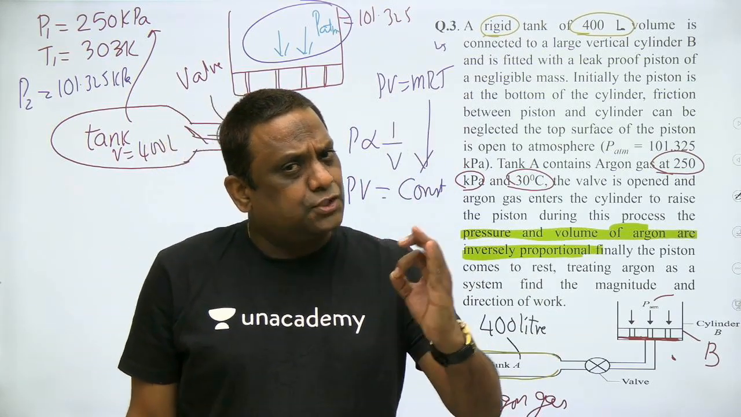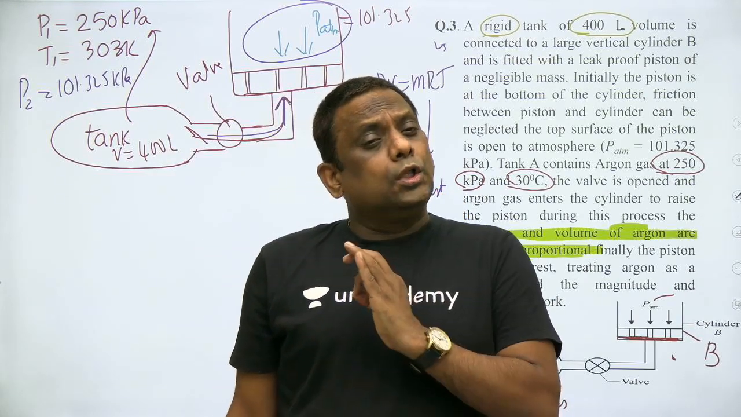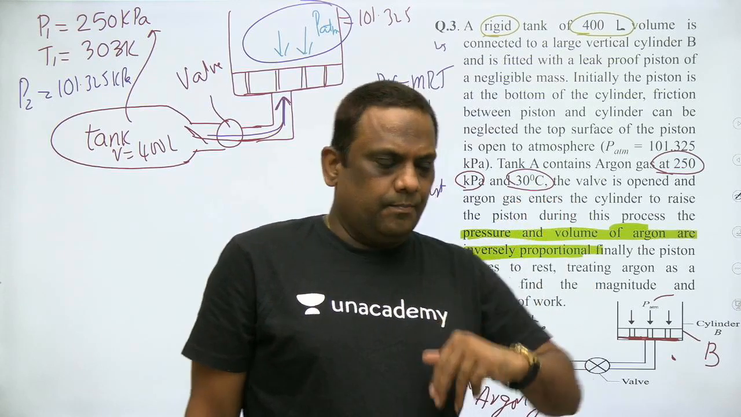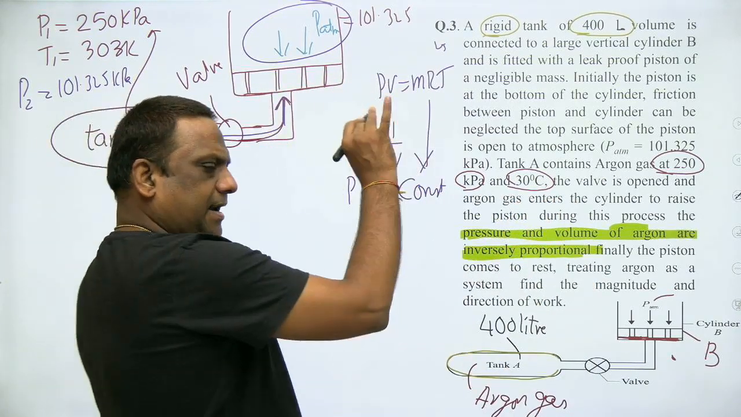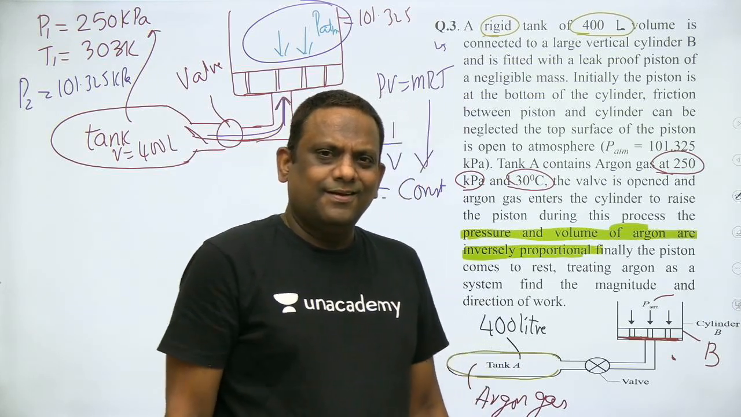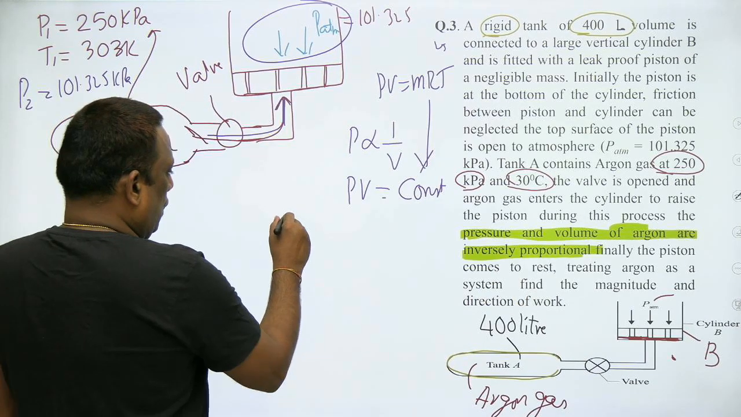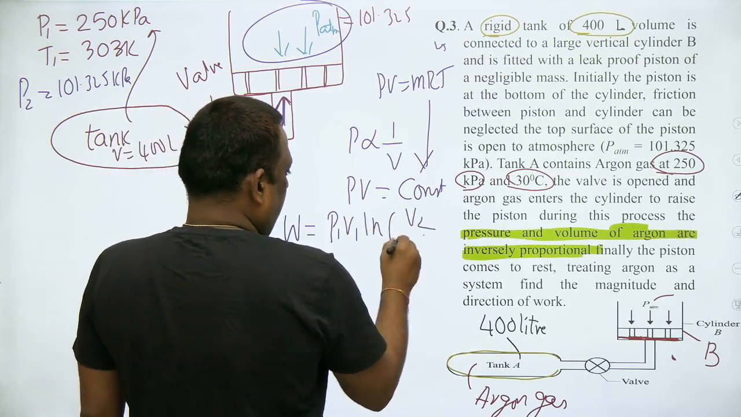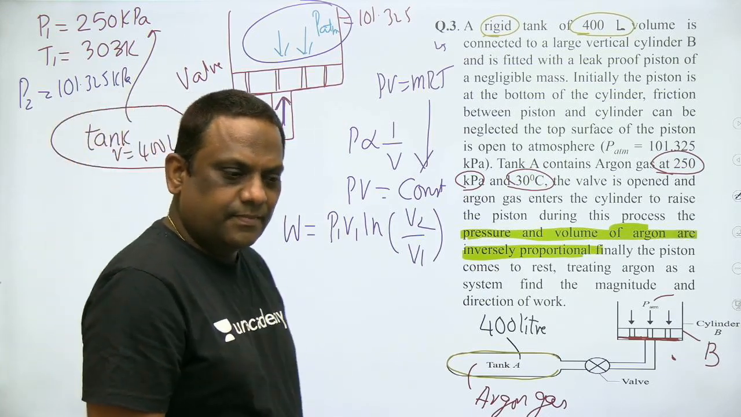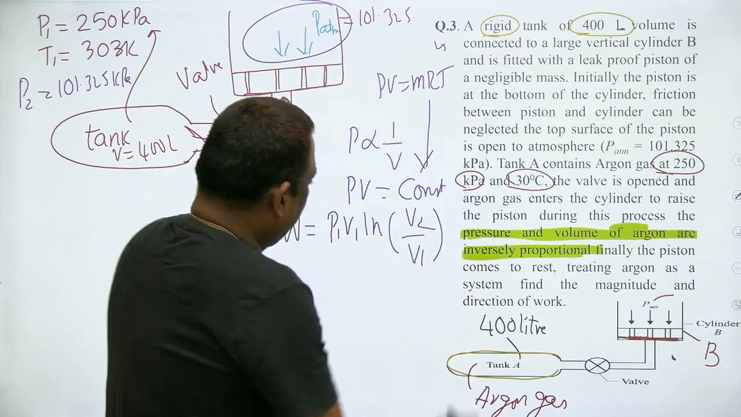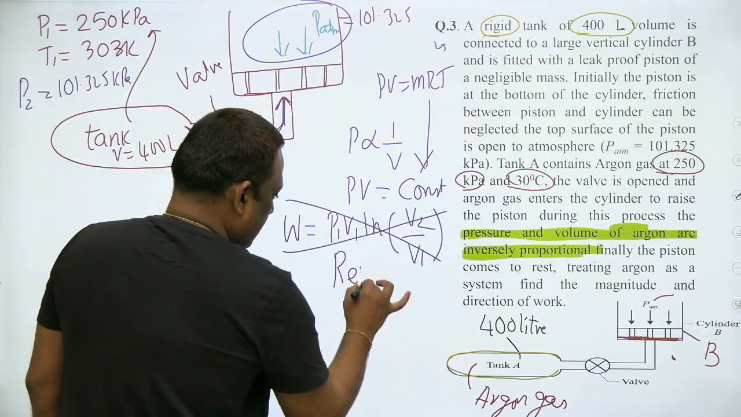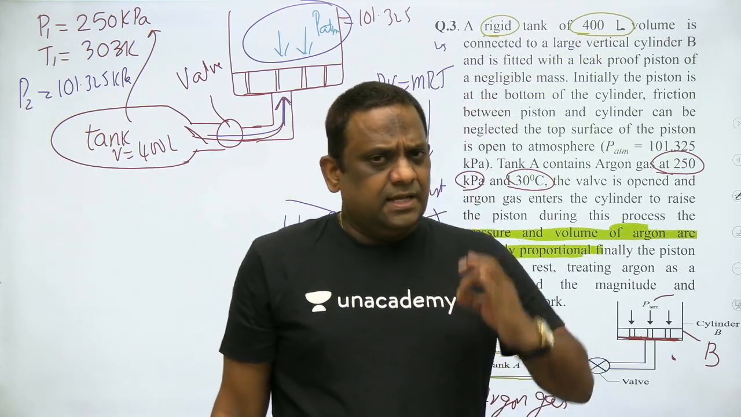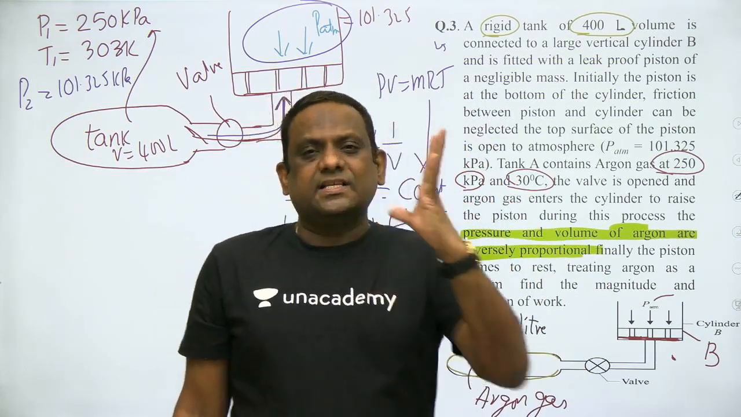A process is said to be isothermal when all the points pass through the same temperature. Okay, let's assume isothermal. Some students wrote the isothermal work as P1 V1 ln(V2/V1). And you know, my dear students, to apply this equation, the process has to be reversible. That's why in thermodynamics, the most dangerous thing is doing questions without knowing the assumptions.